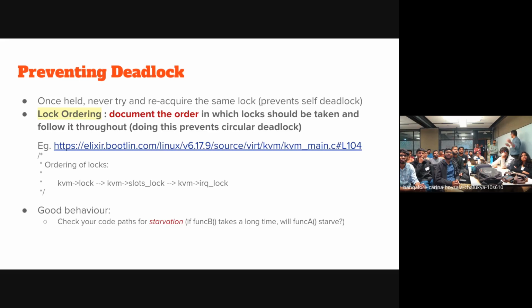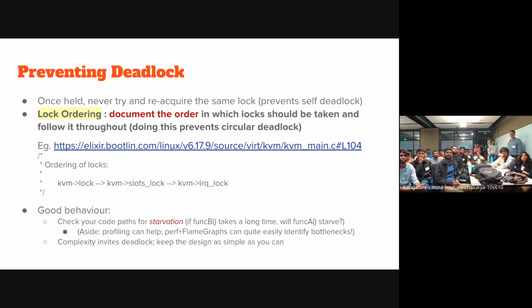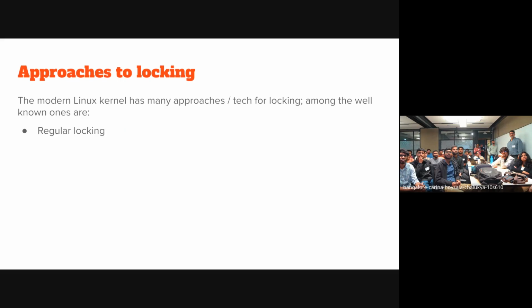Don't let starvation occur. Think about it. Use tools like perf to see where is the bottleneck. Use the flame graph. Keep the design as simple as you can. Okay, guys, I don't have time now.